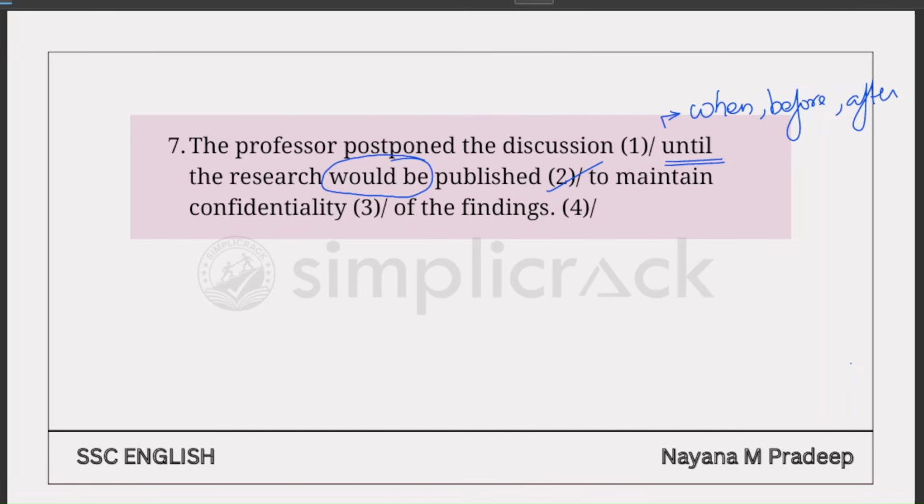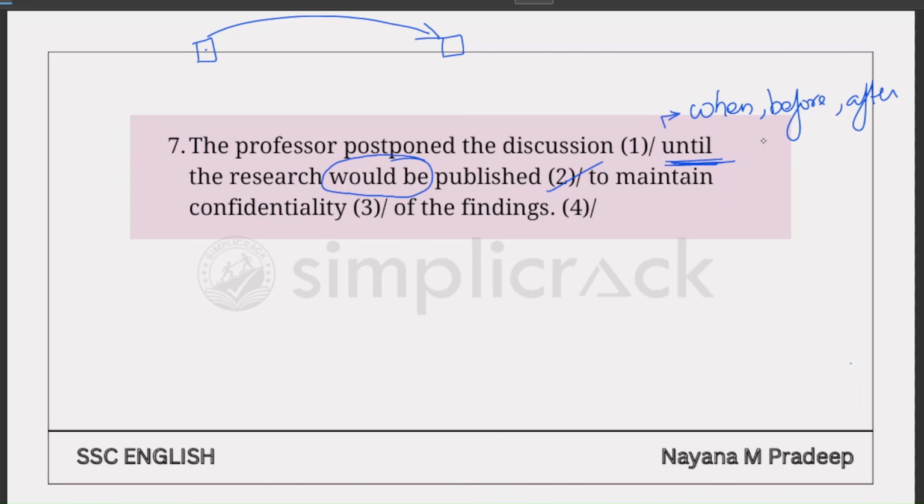So in this sentence, you have the professor postponing the discussion. When do you postpone the discussion? When you want to do it at a later date. For example, if a discussion is to be held today and I'm not able to attend the meeting today, I will postpone it to a day in the future. So here the discussion is postponed until a future date. Until itself is a future event. It itself indicates a future timeline. Therefore, you will not use another future tense along with it. You will simply use the simple present tense.